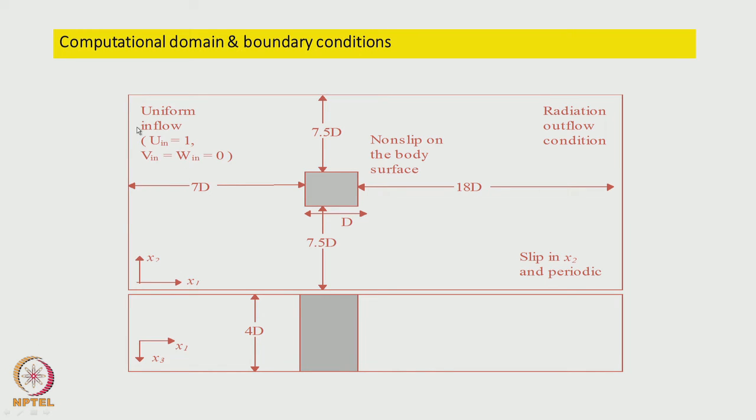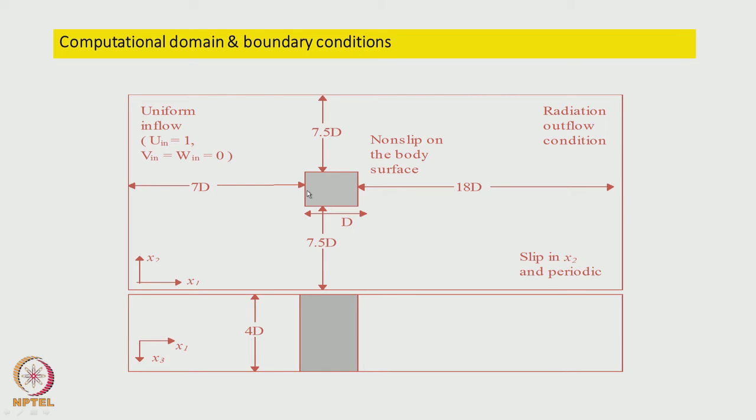and we specify the inlet condition as uniform inflow, u in equal to 1, and v in and w in equal to 0. So, the other two components of velocity are 0, only the u velocity is 1, and the characteristic dimension for this problem is the diameter of the cylinder, which is given here as d. So, the computational domain is represented based on this characteristic dimension d.